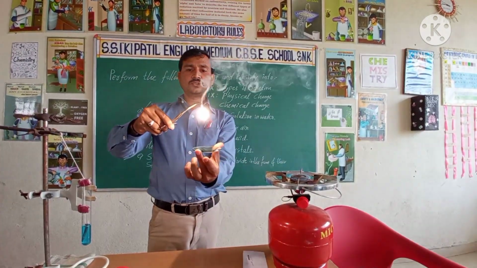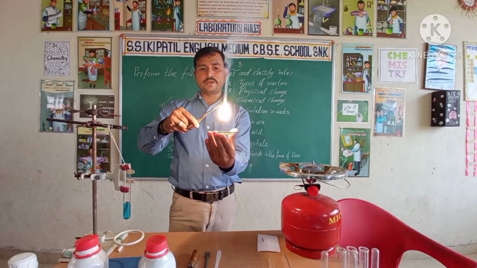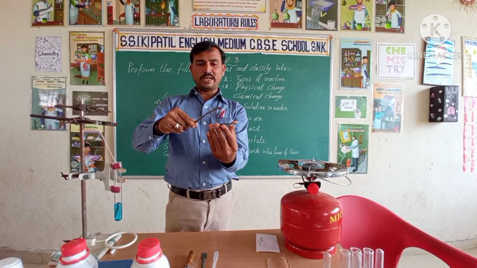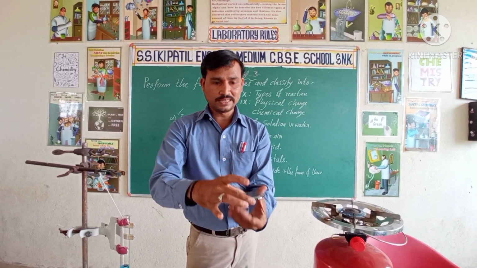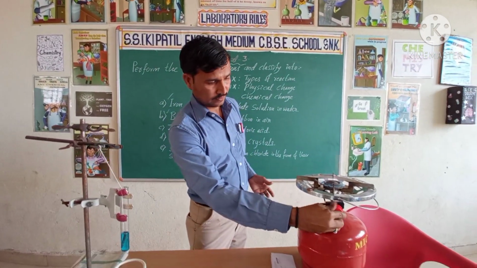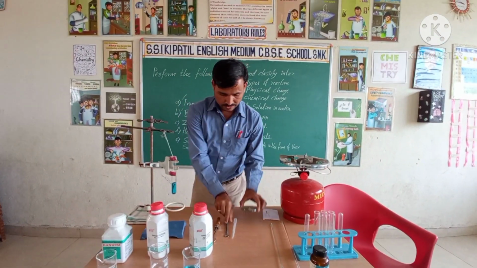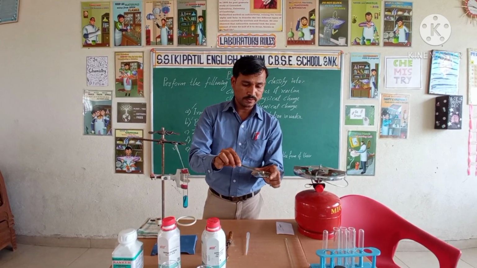How it burns, students? See, burning. This is called burning of magnesium ribbon. Right? So it burns and it becomes ash now. We'll keep it and see afterwards. See now, with the help of a spatula, I'll make this burnt ribbon into powder.